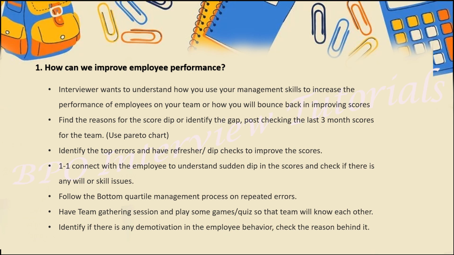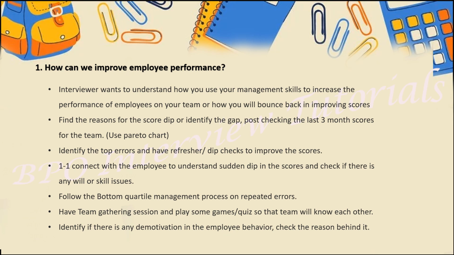So first you will go with one employee, you will find where the gap is, where the score dip is. You will take out the last 3 months of the scores. You will use the Pareto chart, one of the quality tools, to identify the top parameters wherein the person got the error. You will do such analysis. On the basis of that, you will speak with the employee. If there are multiple employees, you will take data for the multiple employees. Then after identifying this, you will identify whether it is a will or skill issue.